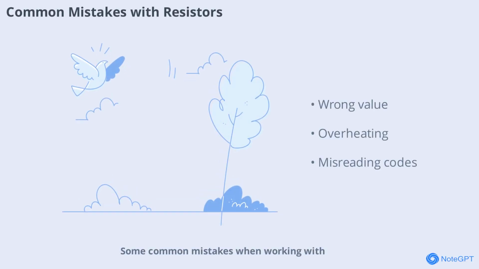Some common mistakes when working with resistors include choosing the wrong value, exceeding the power rating, or misreading color codes. These errors can lead to malfunctioning circuits or even damage. Double-checking your calculations and understanding resistor specifications can help you avoid these pitfalls.